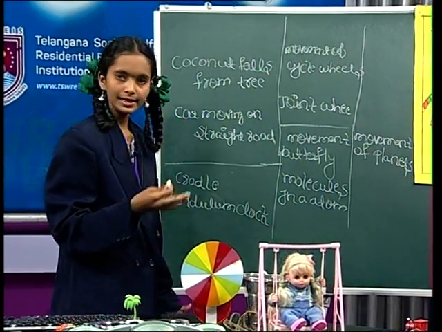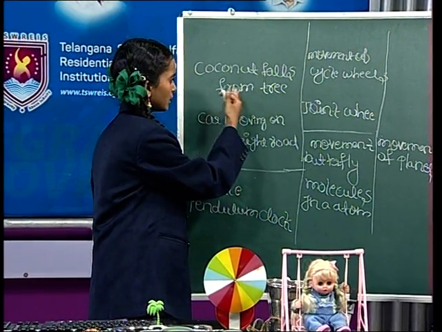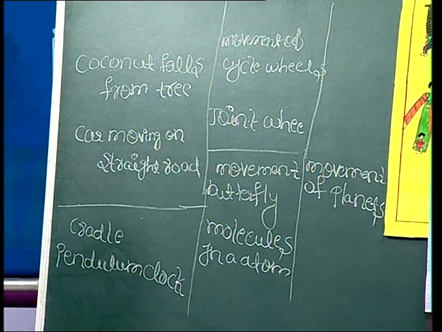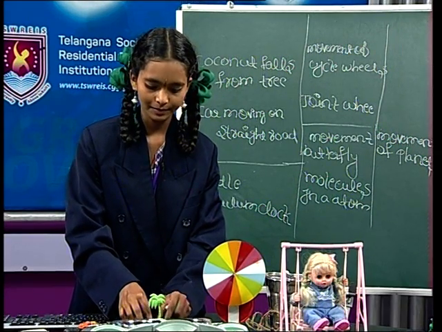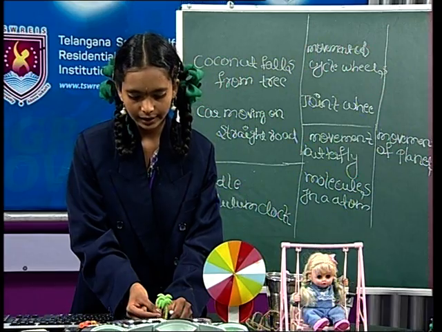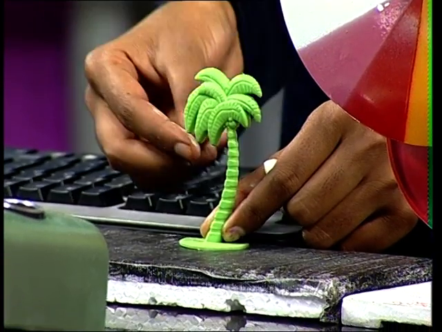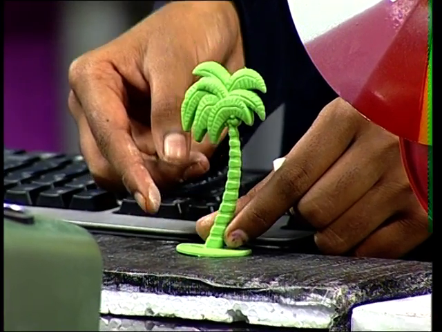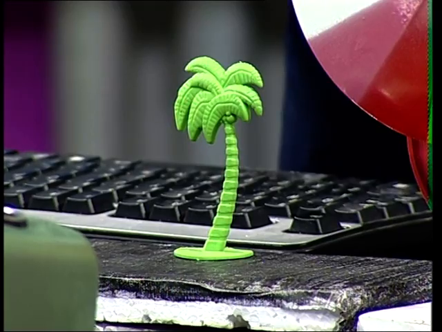So friends, these are the examples. Here we have the coconut falling from the tree. So here we can see that this is a tree, and the coconut is falling from this tree. How does it fall? Yes, it falls in a straight line. So this type of motion is called translatory motion.